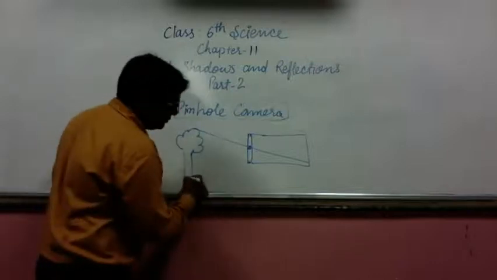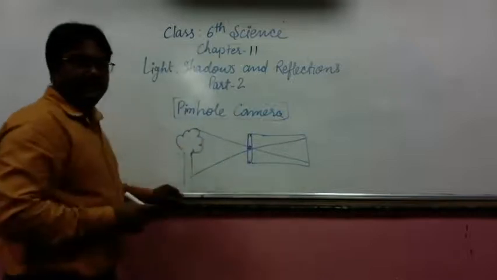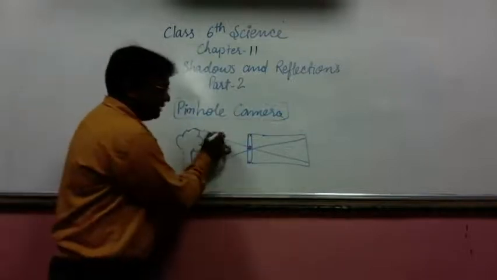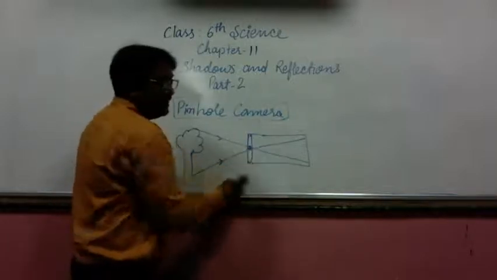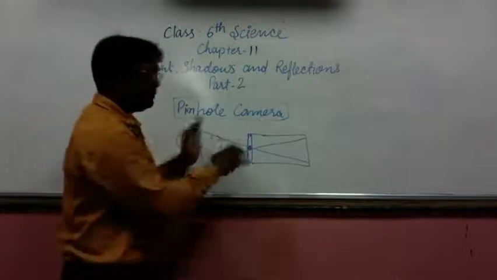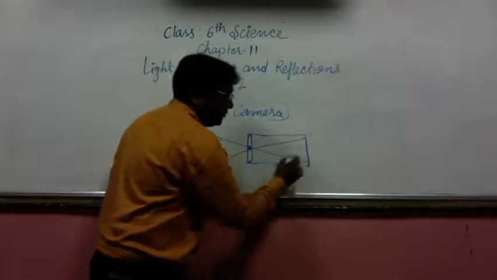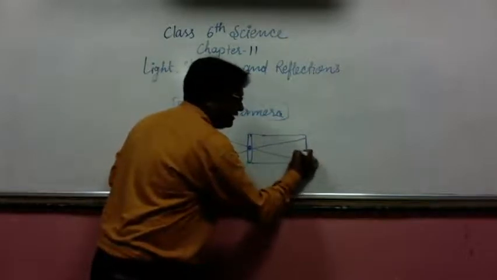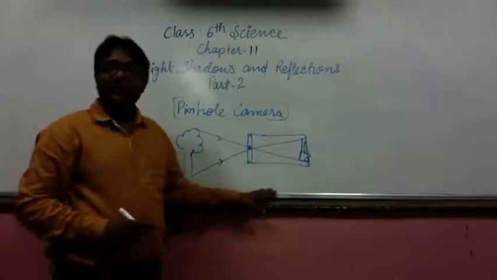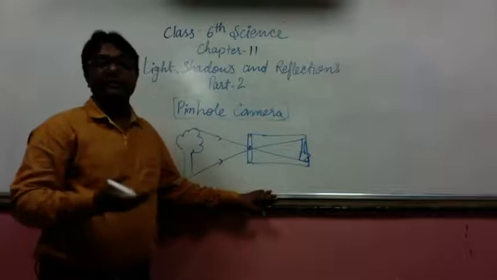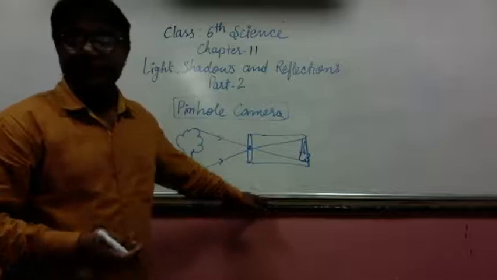Same will happen from the bottom light rays. So as the light rays are going to fall there, the image of the light rays, as they pass through the pinhole, is going to get inverted. So the object will be inverted at the screen. This is the screen of the pinhole camera, and here you are finding the inverted image of the object. So this is the working of the pinhole camera. This shows that light always travels in a straight line.